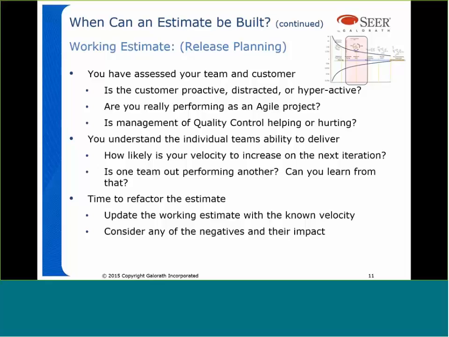And then you have to have that time to refactor the estimate. So as you're building your release estimate going forward, you get ready for the next release, you need to refactor the estimate just like you would refactor the work that's going forward, because things change. Everything that you assumed when you first started the project, you throw it out the window by the time you're on that second release. Okay?